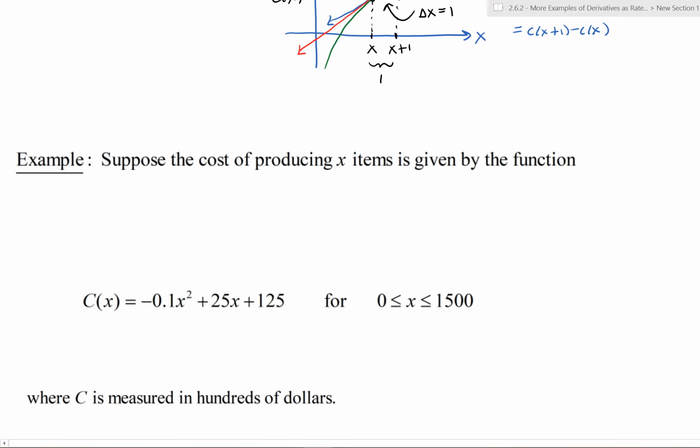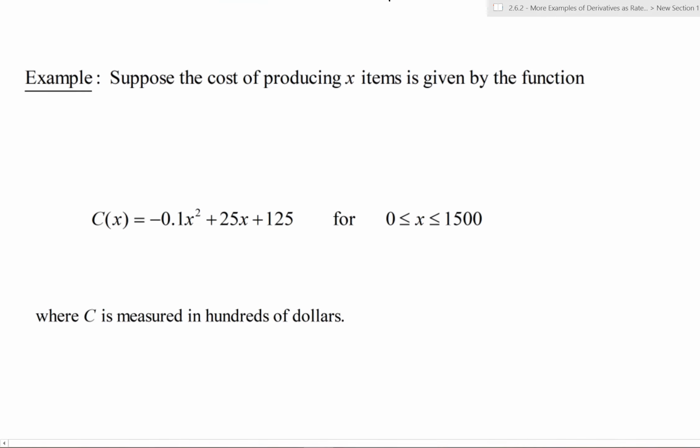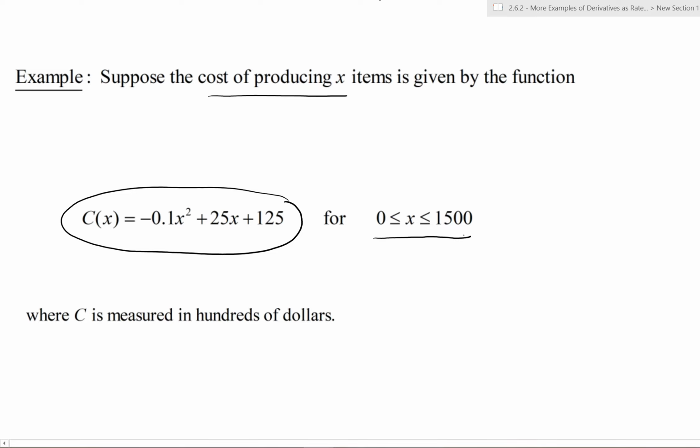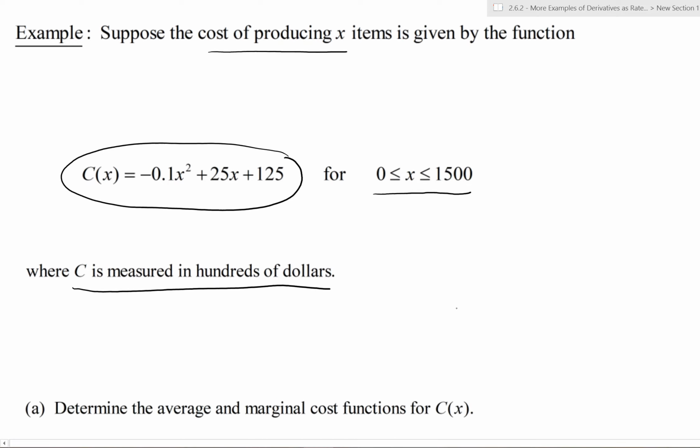Suppose that we have this situation here, and that is the cost of producing x items, some company producing some things, is given by this cost function right here. C of x is negative 0.1x squared plus 25x plus 125. And let's just say that's true for producing between 0 items and 1,500 items. And we're going to assume here that C is measured in hundreds of dollars. So not dollars, so units are important here.